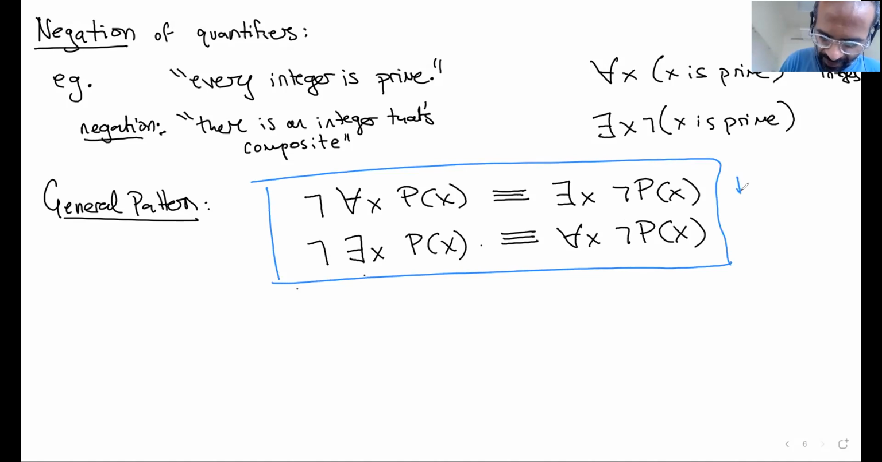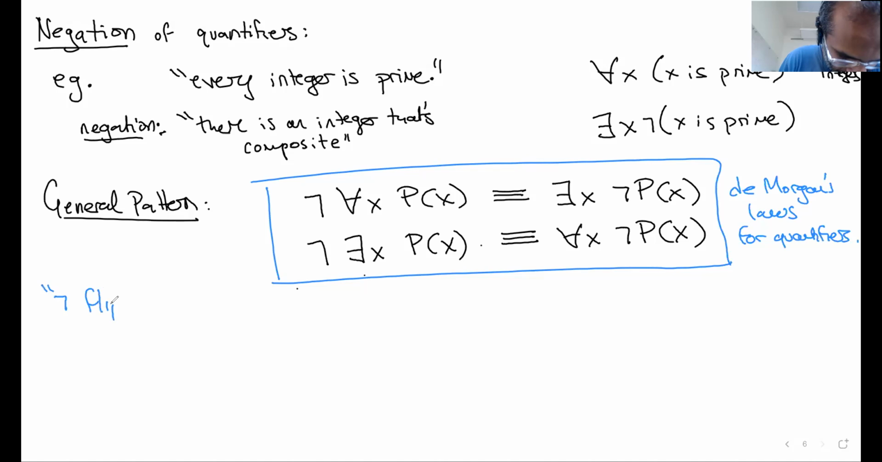Sometimes this is referred to as De Morgan's laws for quantified statements. And the way to remember it is, well, when you negate a quantified statement, you flip the quantifiers, right? So the way to remember it is that the not flips the quantifiers. It turns for all into exists and exists into for all.